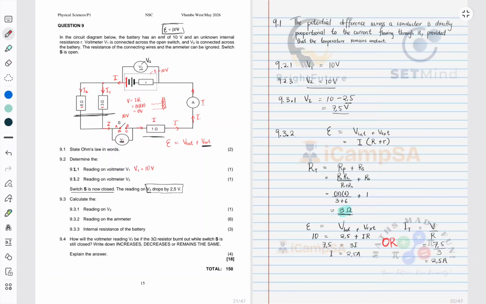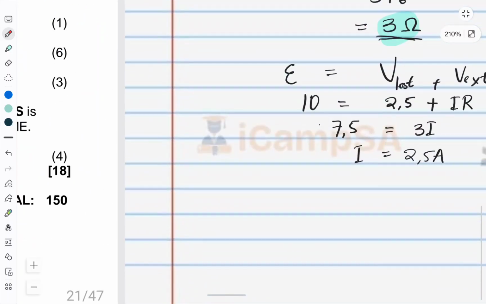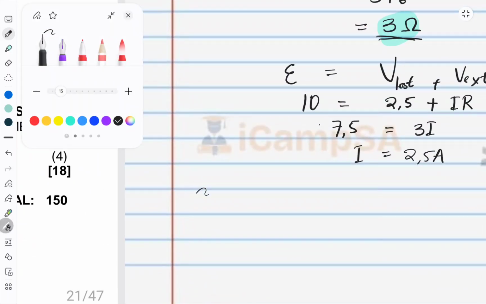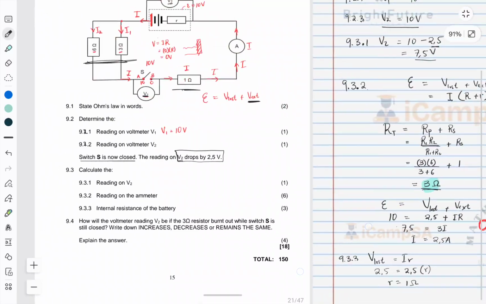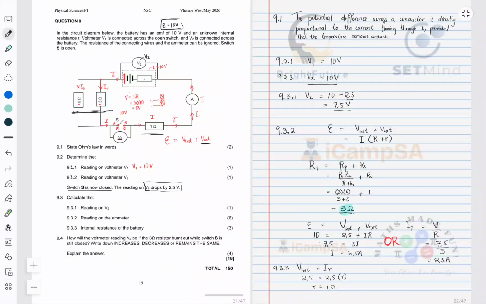So calculate the internal resistance of the battery. We know that for 9.3.3, V lost is I times small r. So we know that our lost voltage is 2.5. Our I, we just found it to be 2.5. And then now r is simply 1 ohm. Okay. r is simply 1 ohm. That's a very big internal resistance for a battery, but it shouldn't be too bad.